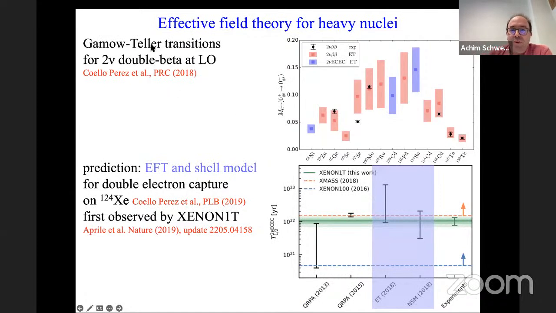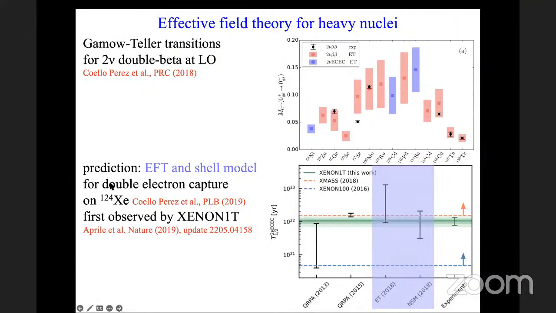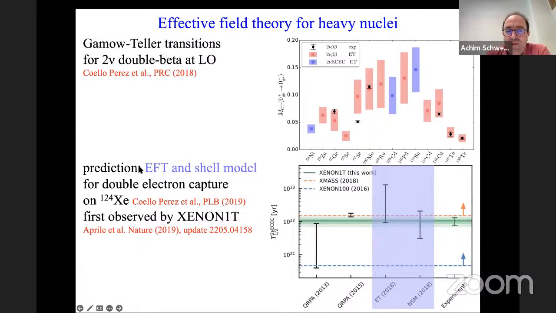In this earlier paper, we were completely unaware of xenon, so we quickly rushed to make an effective field theory prediction, and also a shell model prediction, for a double electron capture on xenon-124. This is the effective field theory prediction based on a similar strategy as above, and this is the shell model prediction. We were thrilled that this agrees very nicely with the recent observation, and this is the more recent update from the XENON1T collaboration. So I think these effective field theories are working very well.